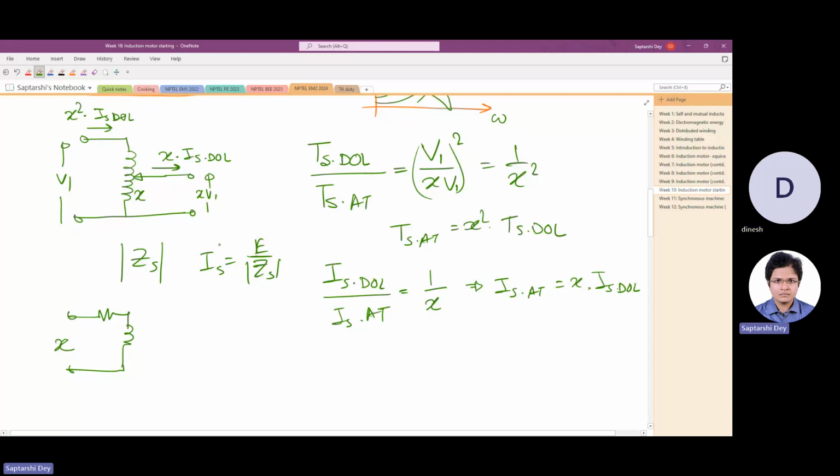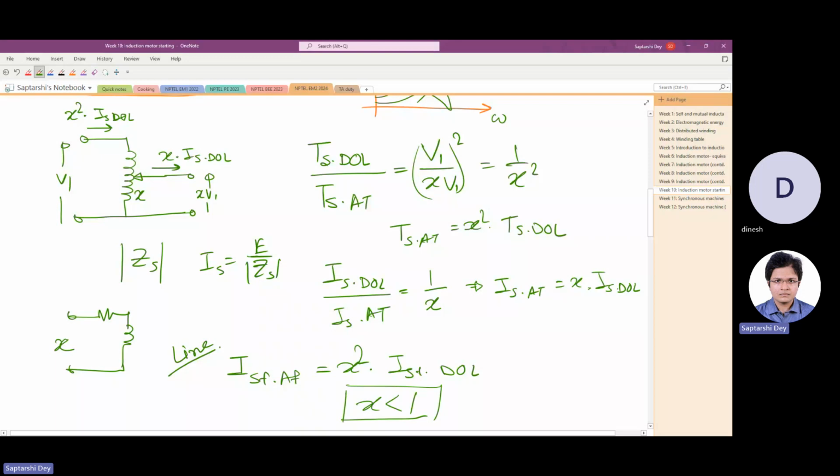Line side. No, it's the motor current or transformer. That's why I'm drawing in the secondary side. X times I_SDOL. Now the line current, you will multiply with the transformation ratio, so that X comes. So X square times I_DOL. From the line, if you see, starting current with auto transformer is X square times starting current with direct online. X is obviously less than 1 from the diagram. So we are getting a reduced current when we are starting with auto transformer.